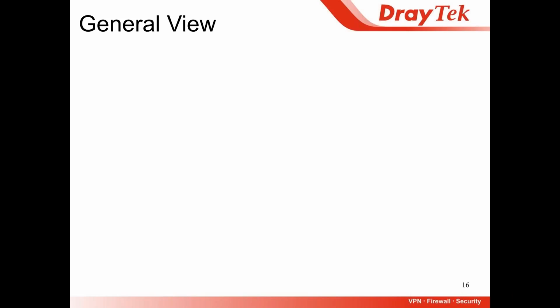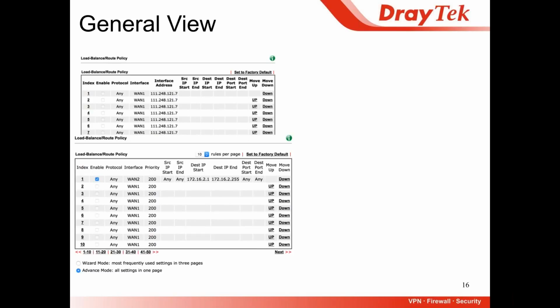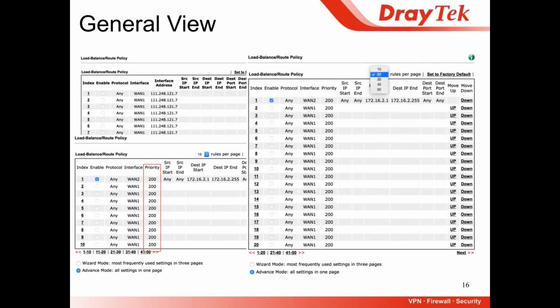So this is the general view. This is the previous version. You don't see the priority there. And this is the new version. We put in priority. And also we give you a drop-down menu to show more policies.